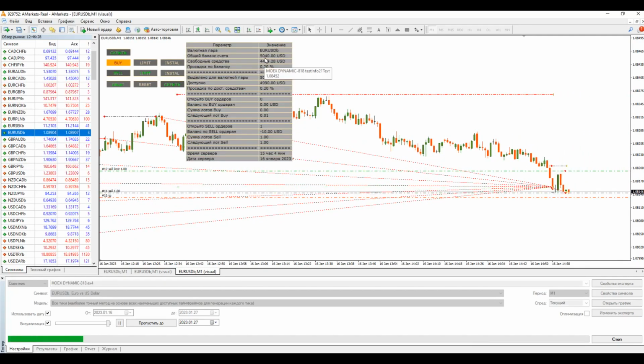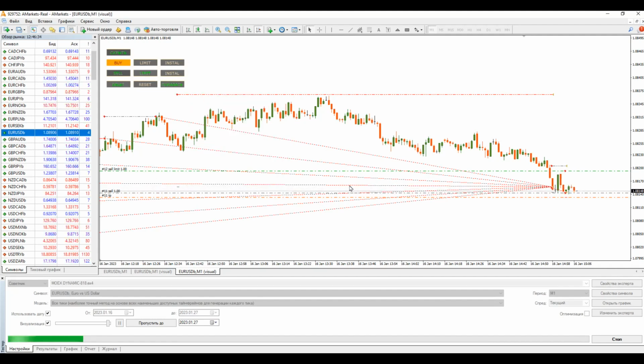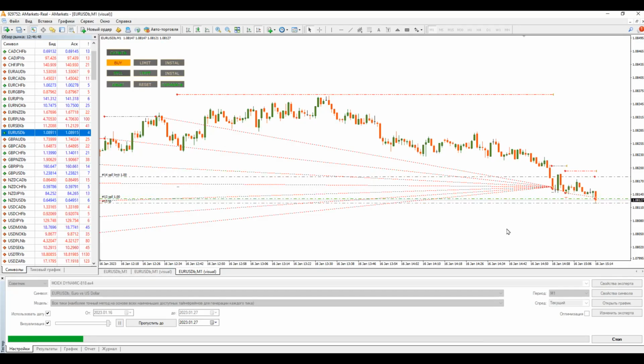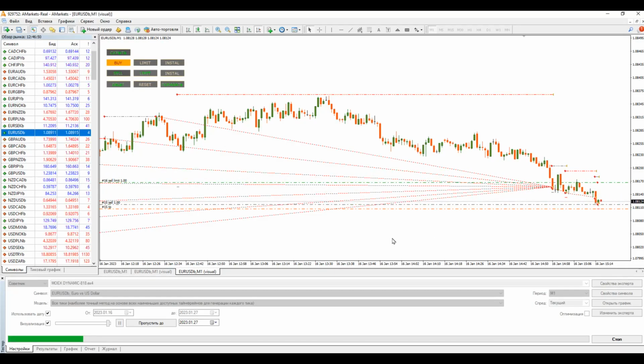So, the robot has closed all the trades. You see these red lines here? These are just all the trades that closed. Some of them in plus, some of them in minus. But in total, if you look at the information window, we had 5,000 on the balance. Now it is $50 or $40. That is, it closed all the trades.